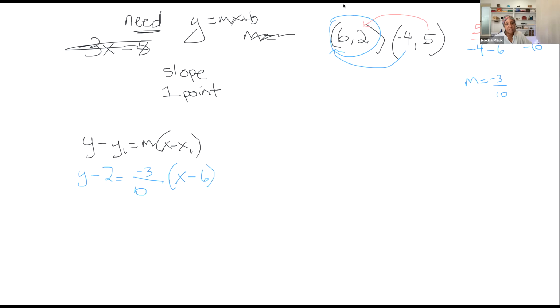Okay, so I have y minus 2 equals -3/10 x. And then -3/10 times -6, I apologize for this, over 1. -3 times -6 is +18, over 10 times 1 is 10.